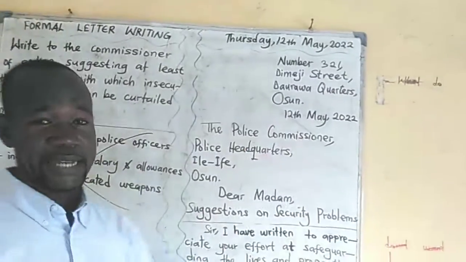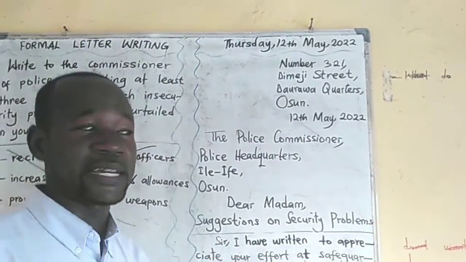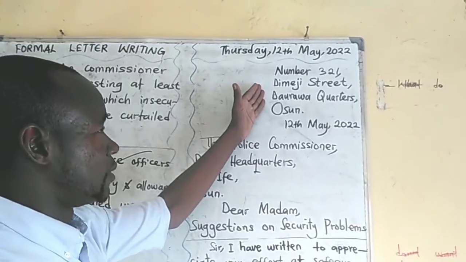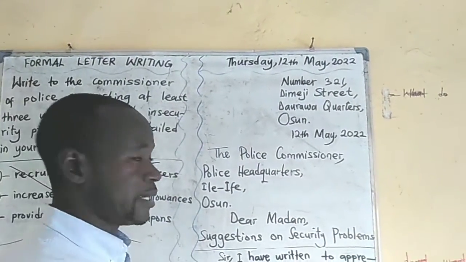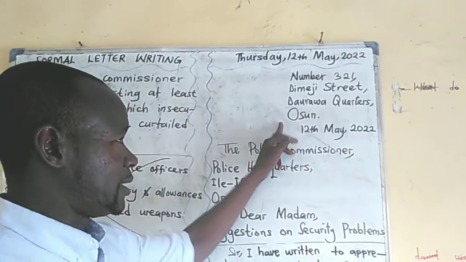You need to start with the writer's address. That is your personal address as the writer. And it goes as follows, as a sample. Number 321, Imeji Street, Daura Quarters, Osun. This is the name of the state.